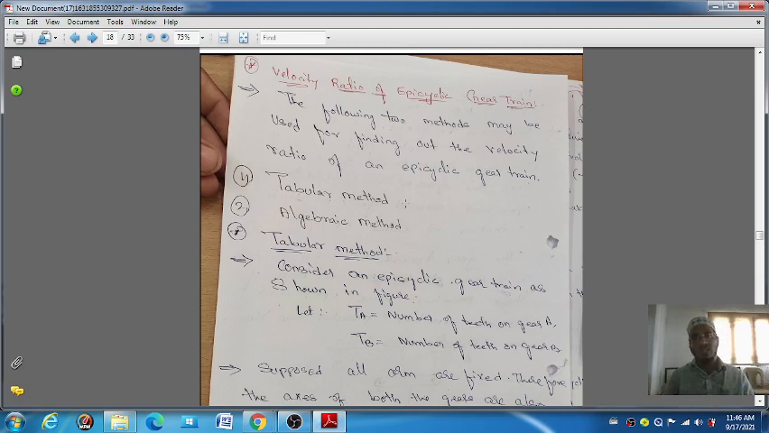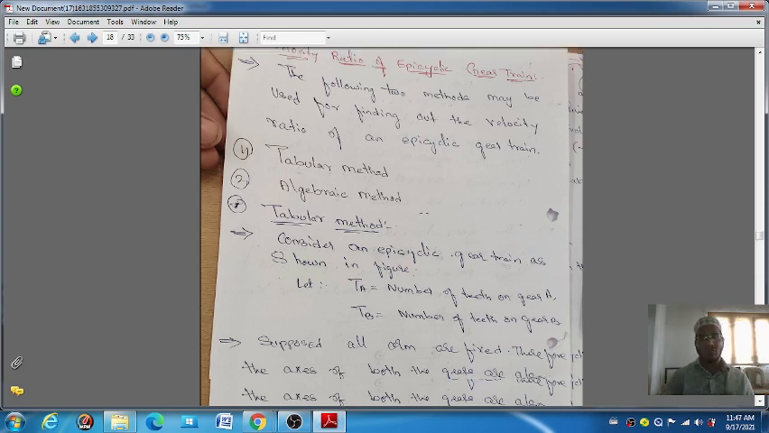Otherwise, if it is not given, you have to take the tabular method only. That is a common method. If the question is asking, then only you have to do it. Otherwise, you do not have to do it.